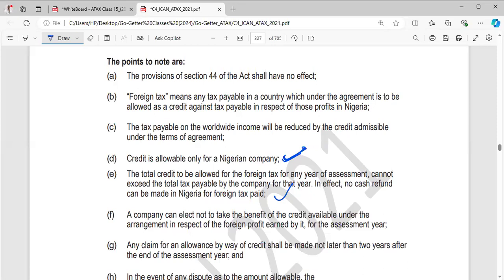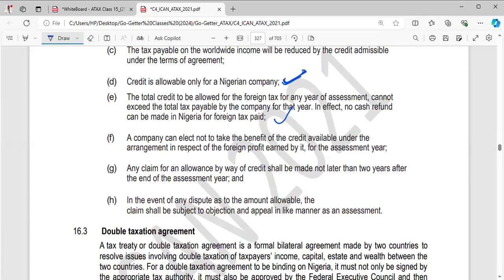A company can elect not to take the benefit of the credit available under the arrangement irrespective of the foreign profits earned by it for the assessment year. There may be some reasons why a company might decide not to do that. There may be a reason why the company may elect not to get the benefits of double taxation. And I wonder what could be those reasons.